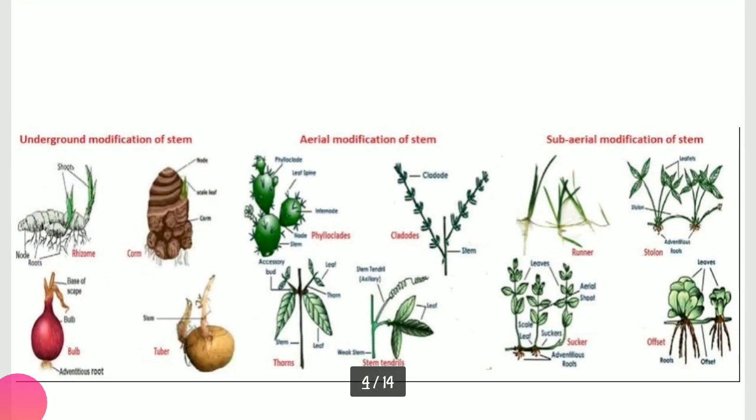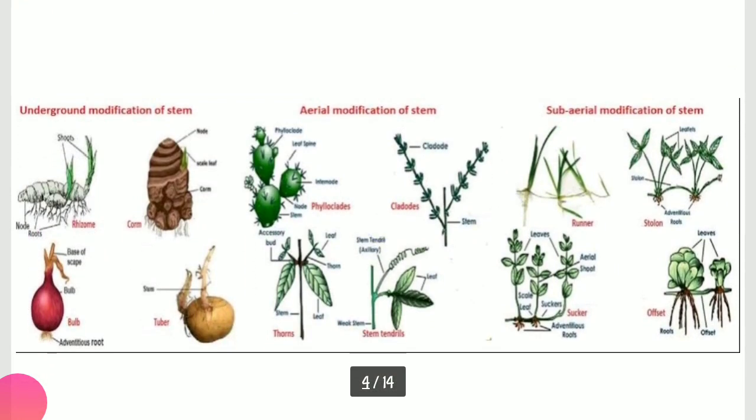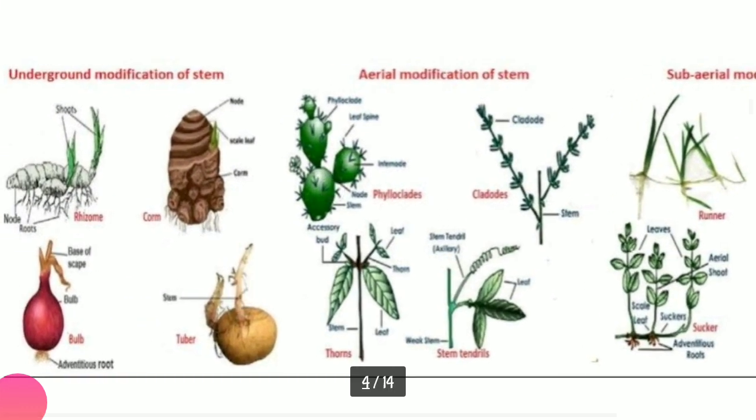See, here you can see some of the diagrams also. Here you can see underground modification of stem. You can learn it like this: rhizome, corm, bulb and tuber. This is underground modification of stem. So you can learn it like that: RAT IN CAB. Okay, R for rhizome, C for corm, B for bulb, and T for tuber. Underground modification means underground, RAT IN CAB. Okay, CAB, the A is silent, in RAT also the A is silent. So underground modification you can learn very easily.